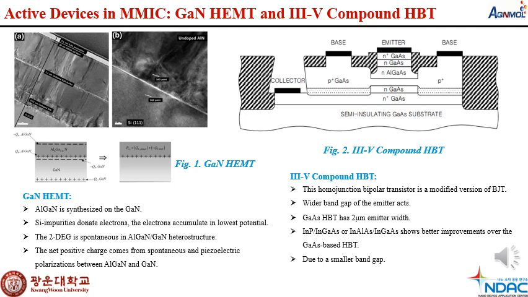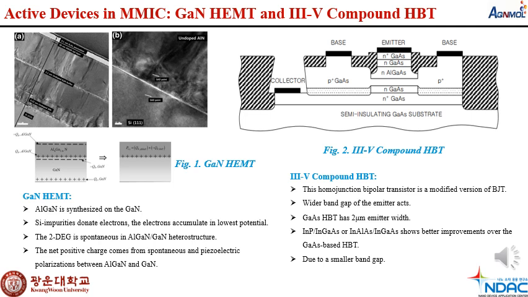And in figure 2, we can see the group 3 and 5 compound HBT. This is a heterojunction bipolar transistor. It is one kind of modified version of BJT, and here the important characteristic is the wider bandgap of the emitter. Gallium arsenide HBT has 2 micrometer emitter width, and indium phosphide, indium gallium arsenide, or indium aluminum arsenide and indium gallium arsenide show better improvements over the gallium arsenide based HBT, because there is a smaller band gap.